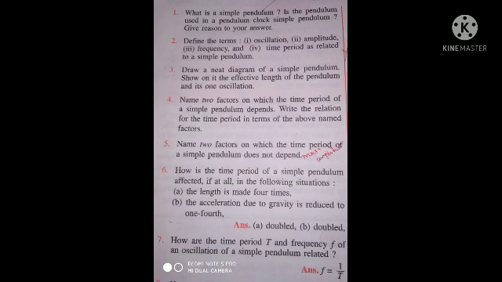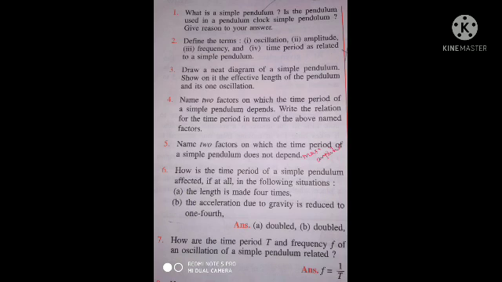If the acceleration due to gravity is reduced to 1/4, then T dash will become 2 pi under root of L by 1/4th of g. So T by T dash is equal to, again, 1 by 2, or T dash is equal to 2T. Therefore the time period is doubled.